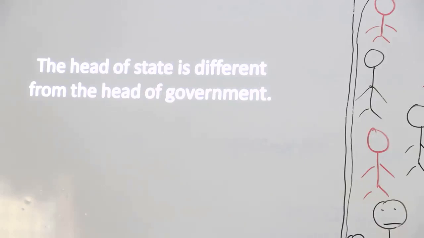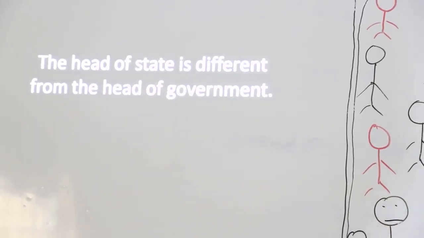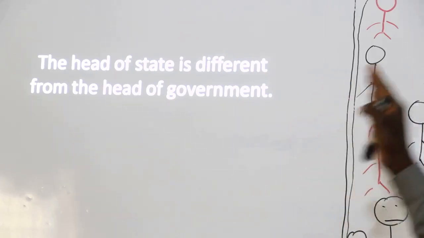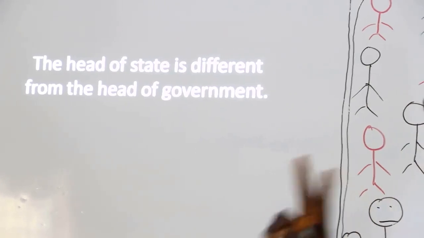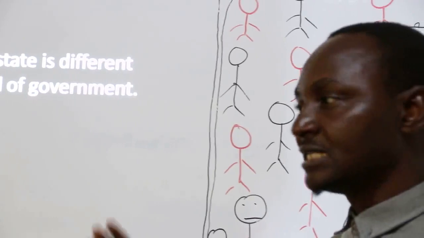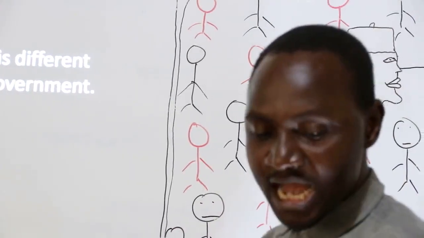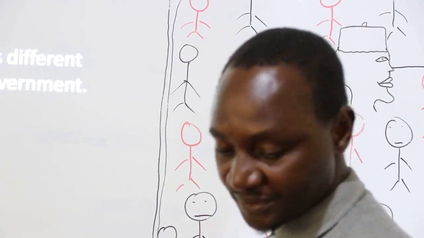The head of state is different from the head of government. I've said this earlier, that during the Nigerian parliamentary system of government, Nnamdi Azikiwe was the first president, and Abubakar Tafawa Balewa was the prime minister. So you can see two heads there. The president performs ceremonial functions, and the prime minister performs executive or administrative functions.